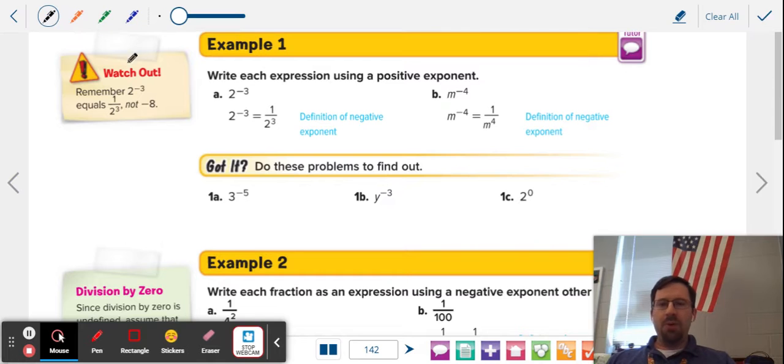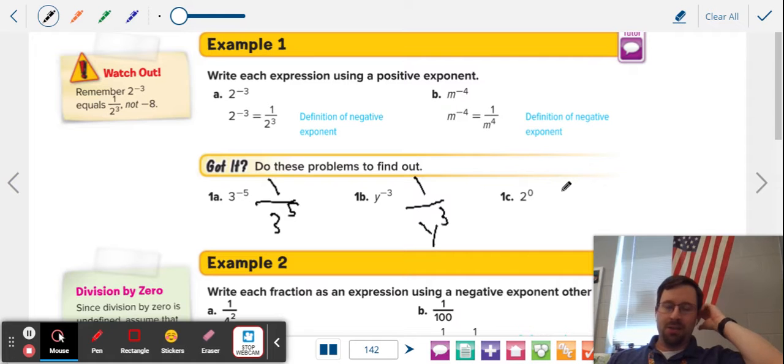So how do we write these as positive exponents? Basically, if it's negative, you're just going to put it on the bottom half of a fraction and make it positive. So 3 to the negative fifth is 1 over 3 to the fifth. Y to the negative third, put the y to the third on the bottom, make it positive. If there's nothing else in the problem, you just put a 1 on top. If it were like 3y to the negative third, it'd be 3 over y to the third. 2 to the 0, anything to the 0 power is 1.